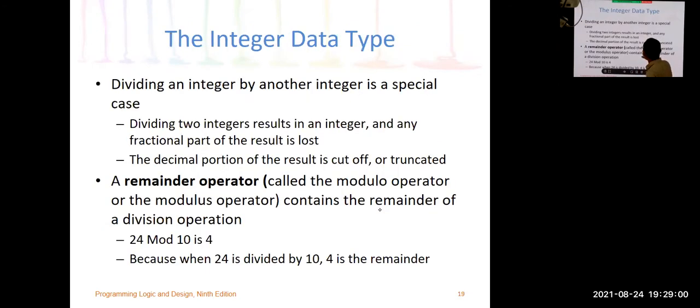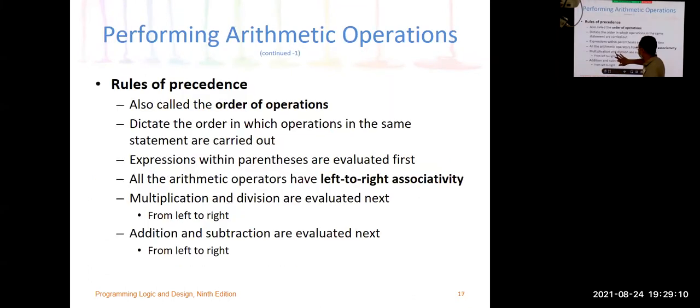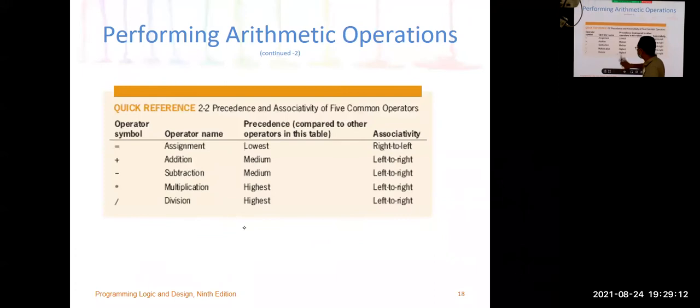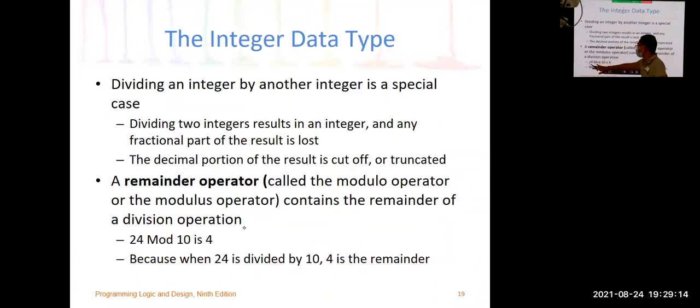Okay. When you divide two integers, there is the remainder operator here. So when you have 34 and you divide by 10, you have 4 as the remainder. Sometimes they call it the modular.